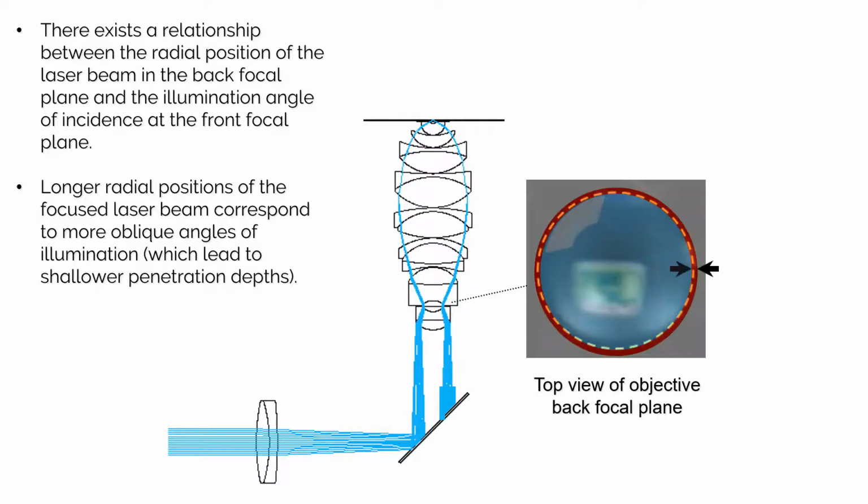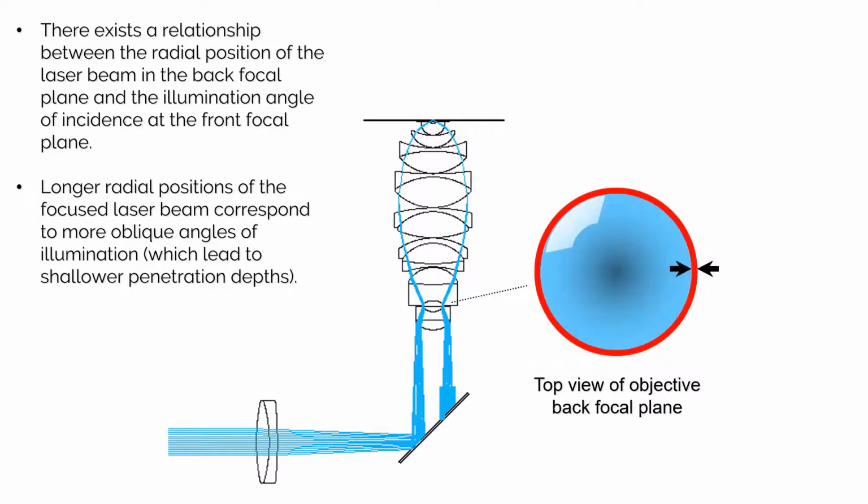Looking through the back of the objective lens again, we can see that total internal reflection occurs only when the laser beam is focused in a very thin annular region, indicated here by the color red, of the objective lens back focal plane. Let's now take a closer look at what's happening at the front focal plane of the objective lens.